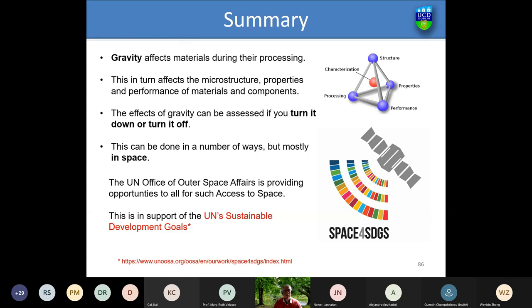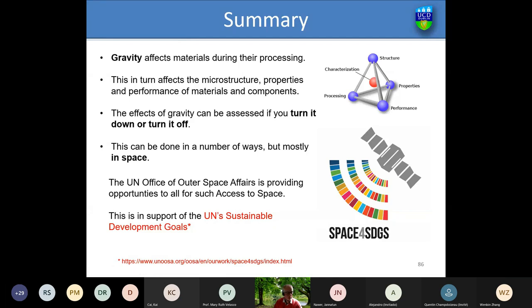So that's quite a lot. So I now need to summarize. I'll just say that gravity affects materials during their processing. This in turn affects the microstructure and therefore the properties and performance of materials and components. So it's important. The effects of gravity can be assessed if you turn it down or turn it off. And this can be done in a number of ways, but mostly in space. Of course, you can also turn it up, as in hypergravity.